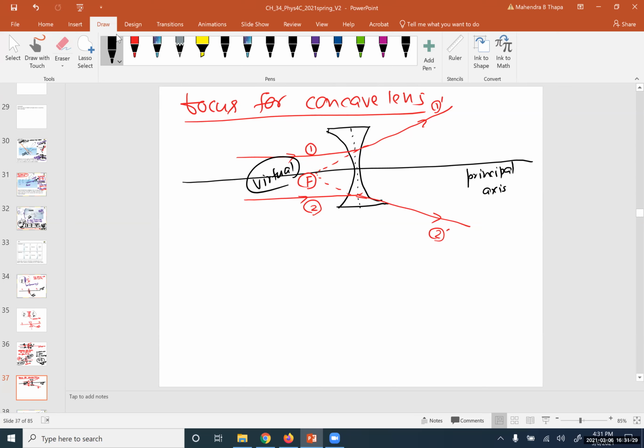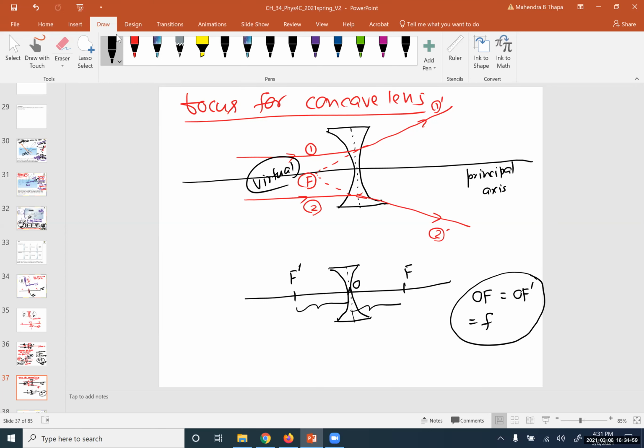As before, the concave lens has two focus points, one on one side and the other on the other side, but these lengths are exactly equal. If we measure from O, OF and OF prime, which equal the focal length, will be exactly the same.